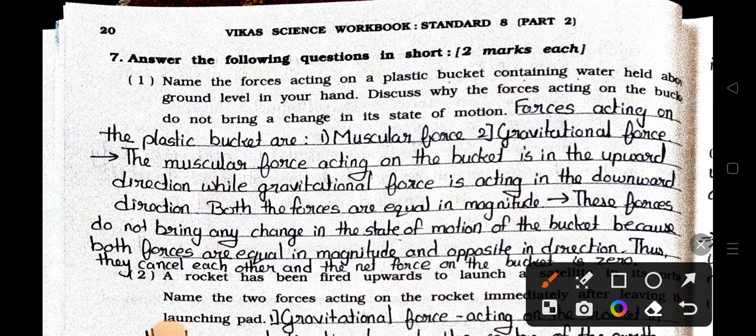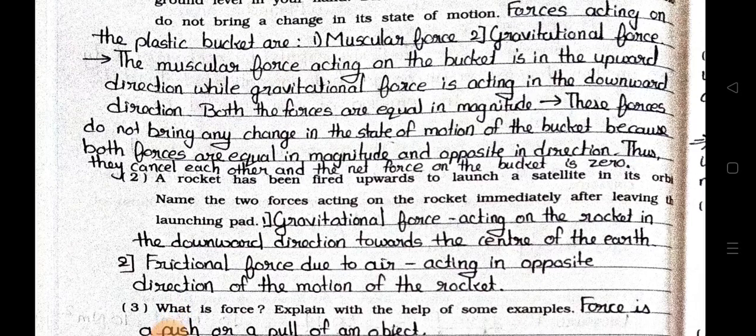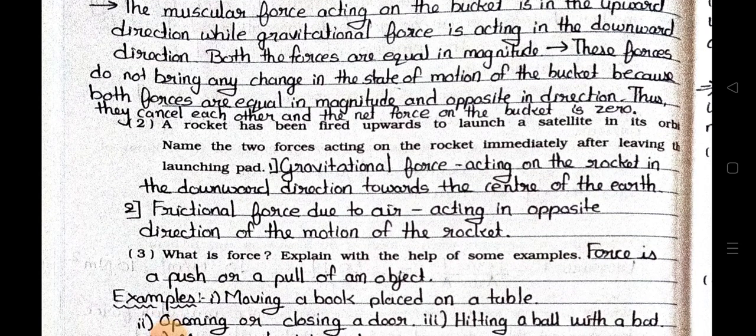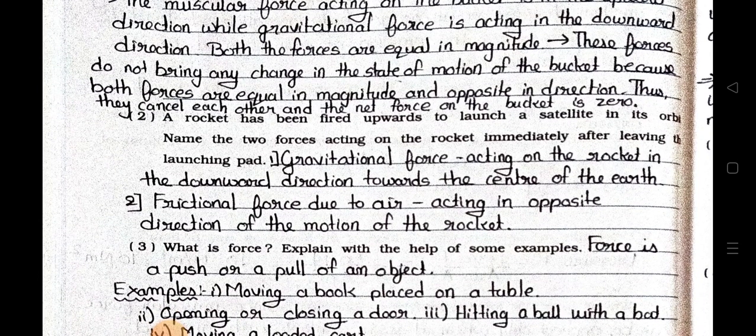Answer is force acting on the plastic bucket are muscular force and gravitational force. The muscular force acting on the bucket is in the upward direction while gravitational force is acting in downward direction. Both the forces are equal in magnitude. These forces do not bring any change in the state of motion of the bucket because both forces are equal in magnitude and opposite in direction. Thus they cancel each other and the net force on the bucket is zero.